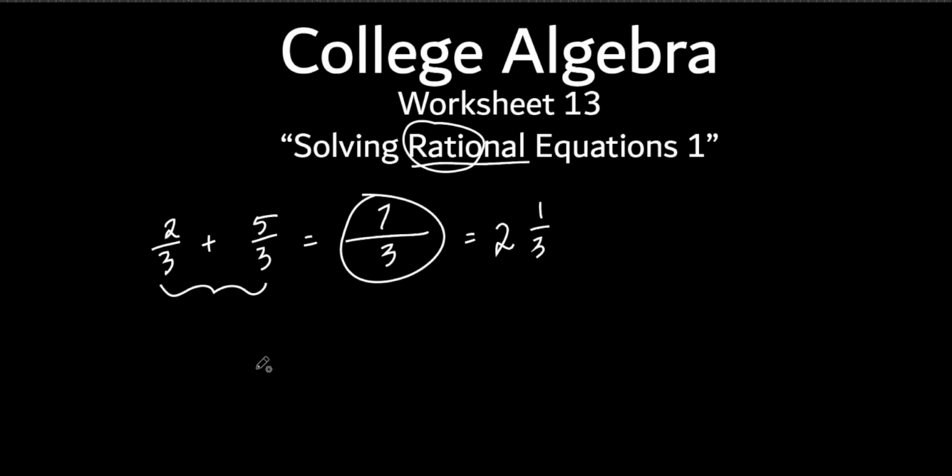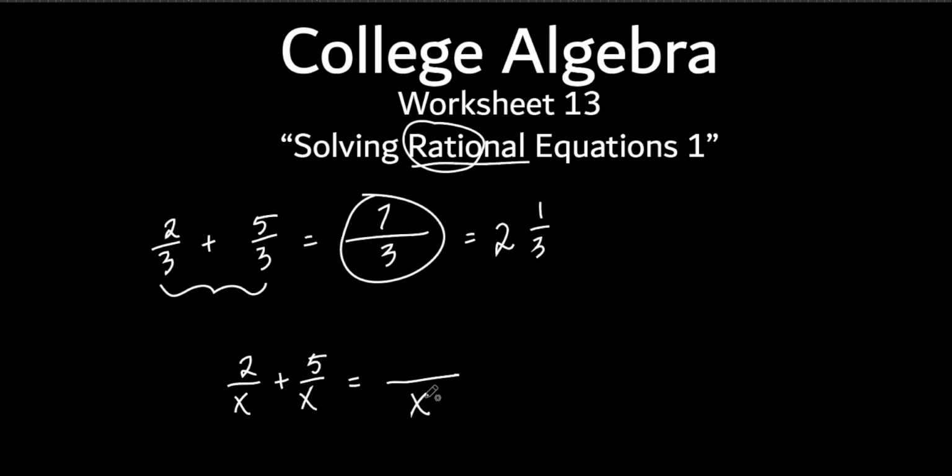So what if you had something like this? What if I had 2 over x plus 5 over x? This is just as easy. I promise. I'm not just saying it because I'm a math teacher. It's just as easy. So what do you look for? Do we have a common denominator? Absolutely. So we just write down whatever that common denominator is.